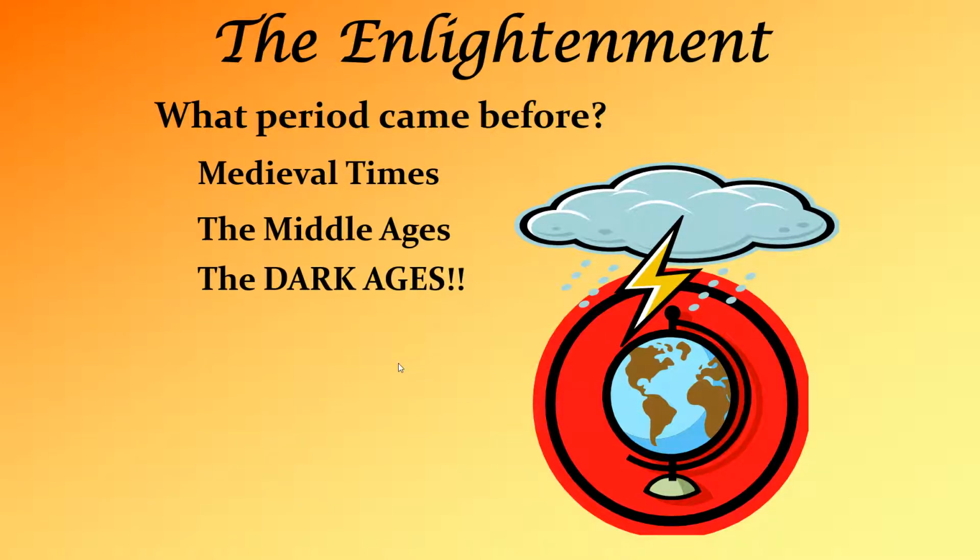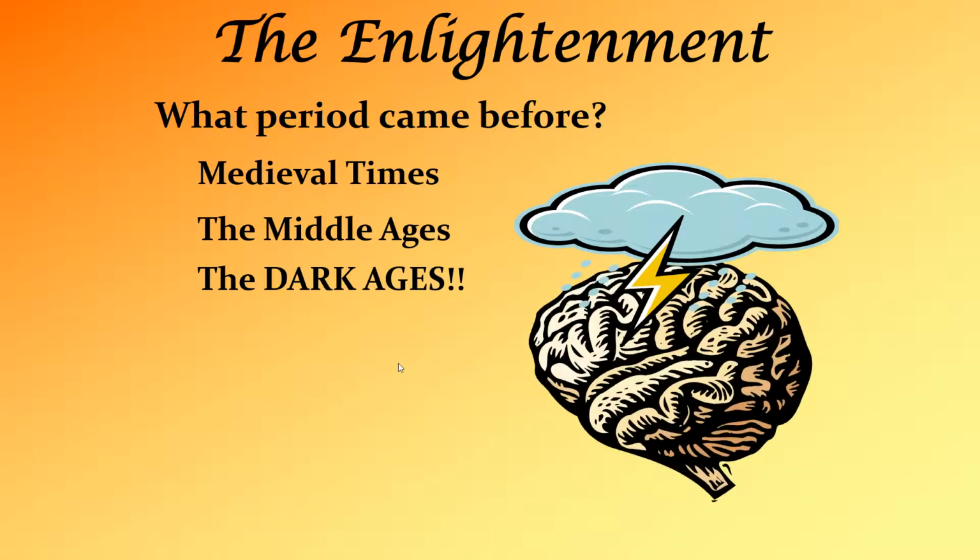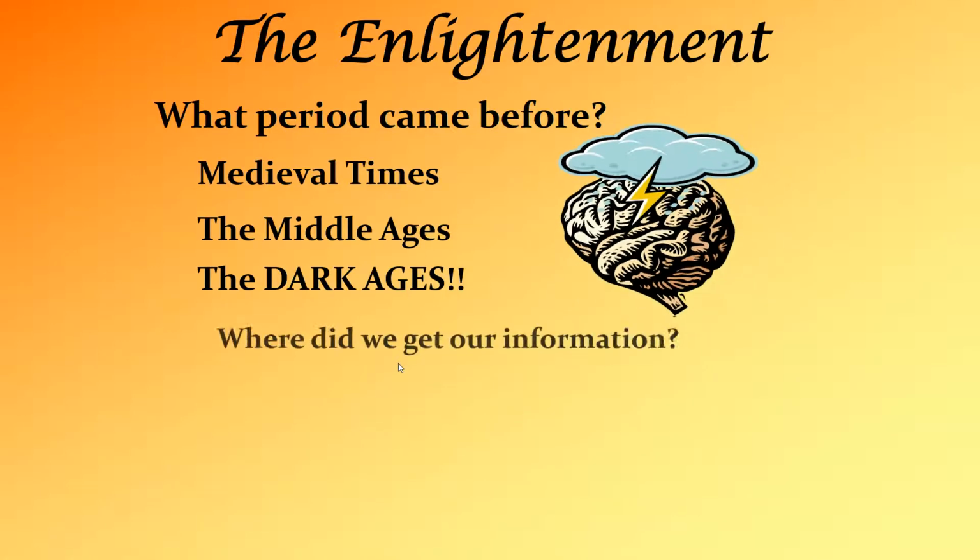The Dark Ages refers to intellectual darkness. For nearly 1,000 years from the fall of Rome leading up to this period that we're talking about now, the Enlightenment, we are going to be in intellectual darkness.